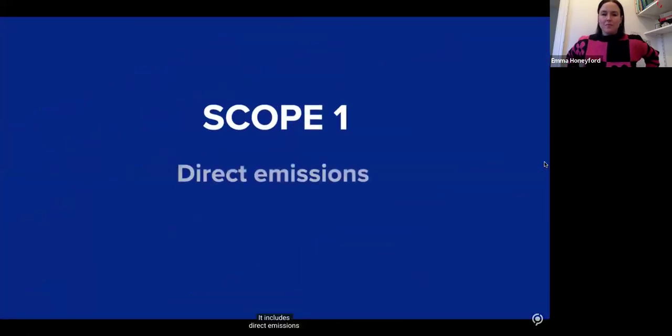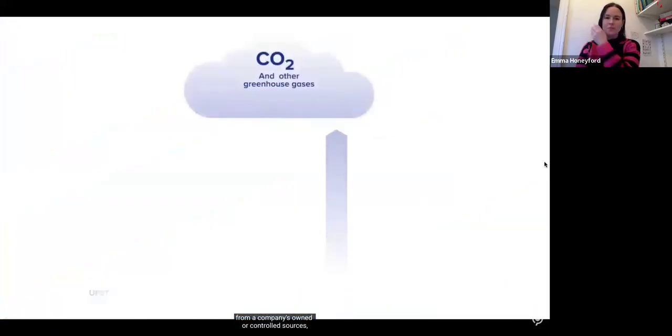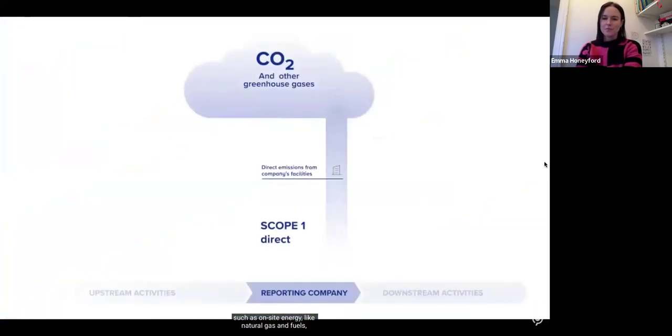Understanding your organization's carbon footprint is a crucial step towards reducing your company's climate impact. The company's carbon footprint is classified into three categories of emissions: Scope 1, Scope 2, and Scope 3. But how can we differentiate them? Let's begin with Scope 1. It includes direct emissions from a company's owned or controlled sources, such as on-site energy like natural gas and fuels, refrigerants, furnaces, as well as emissions from fleet vehicles. Also included in Scope 1 are process emissions, which are released during on-site manufacturing.